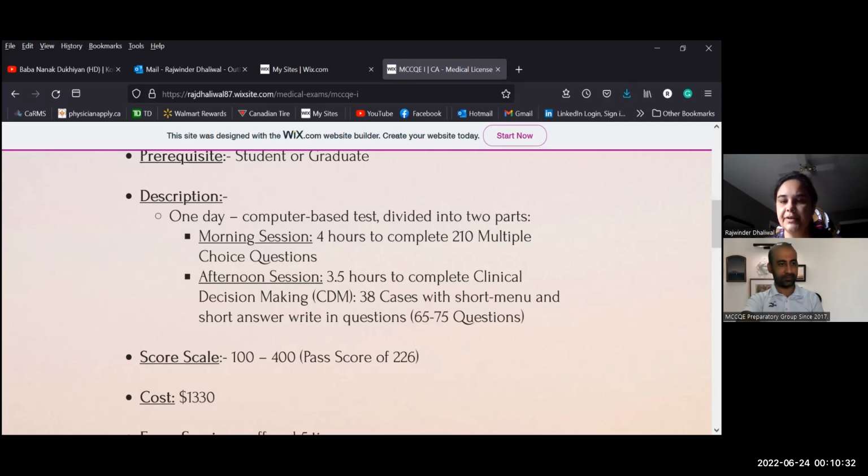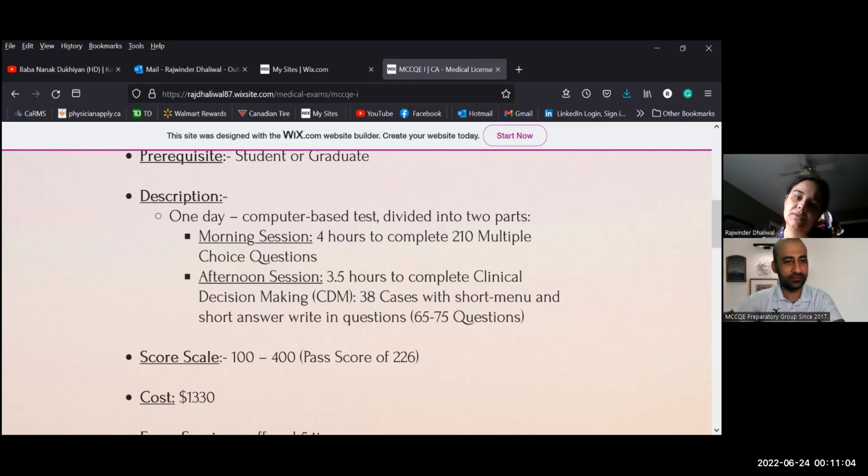Out of these 220 questions, 30 questions are pilot. Right. So what does pilot mean? Pilot basically means they are not going to be graded. They are just testing out those questions to use in the future, just to see how they're going to work out. So usually it's 30 questions on this exam specifically.